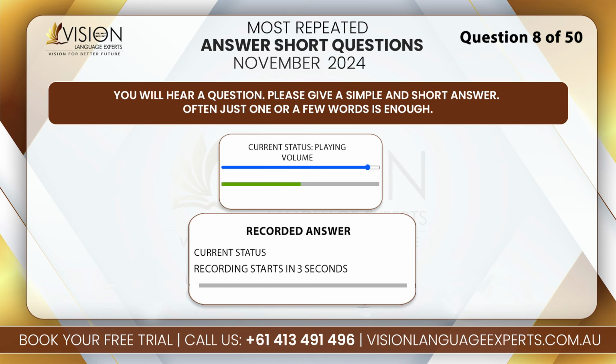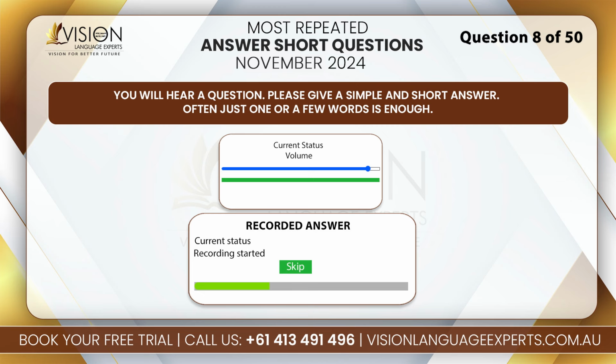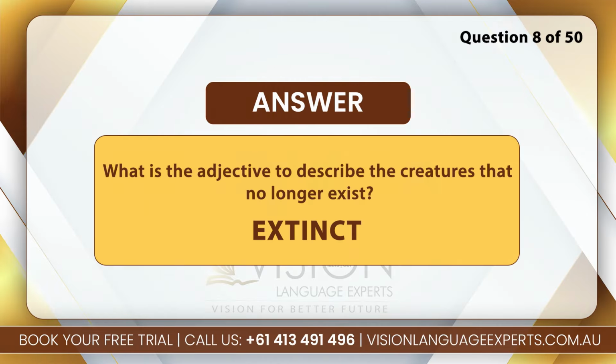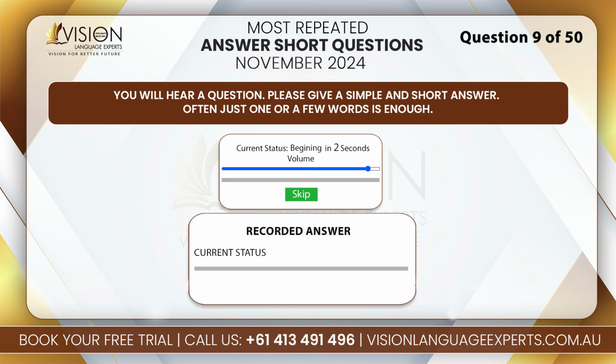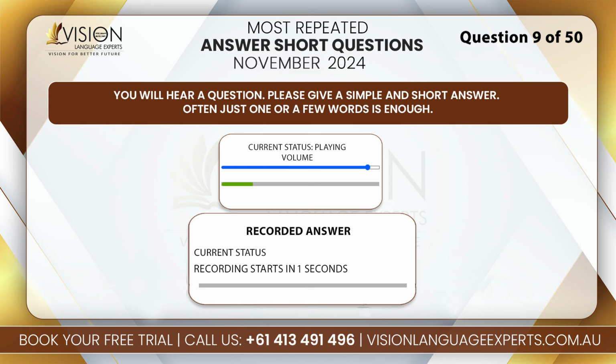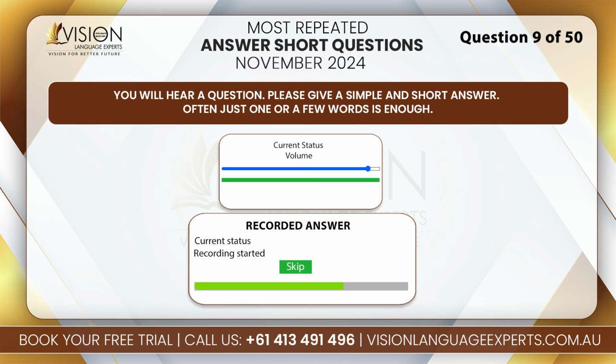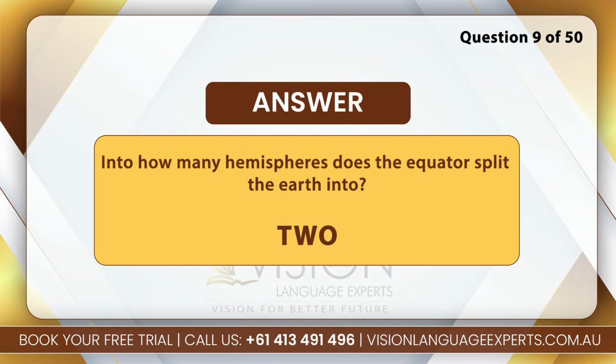What is the adjective to describe the creatures that no longer exist? Extinct. Into how many hemispheres does the equator split the Earth into? Two.